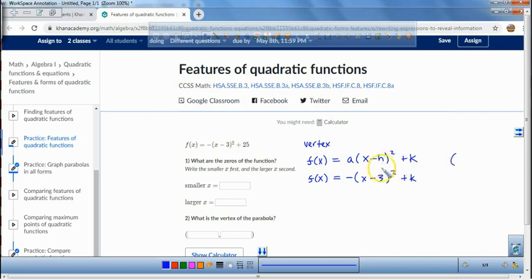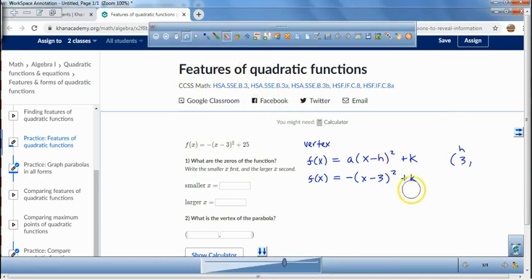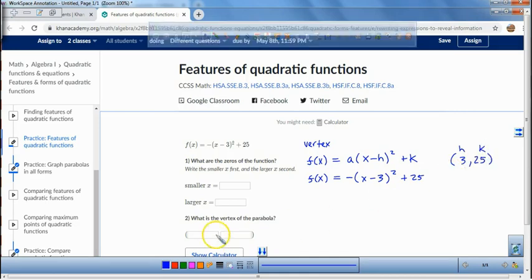25. Looks like I wrote k instead of 25. Come on, put 25 there. 3 comma, there you go. Erase that k. There you go. Put 25. All right, there we go. 3 comma 25. So that's our vertex, 3 and 25.